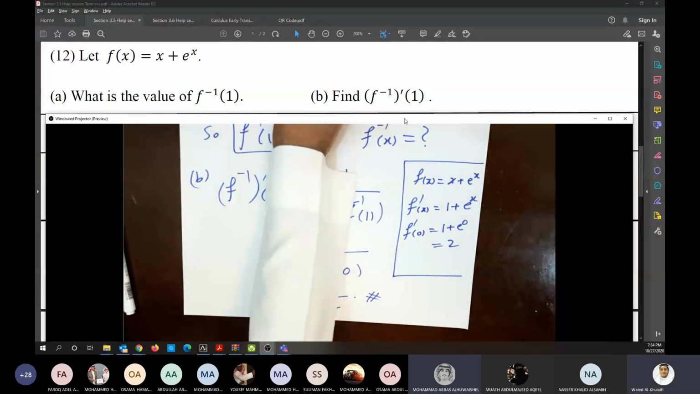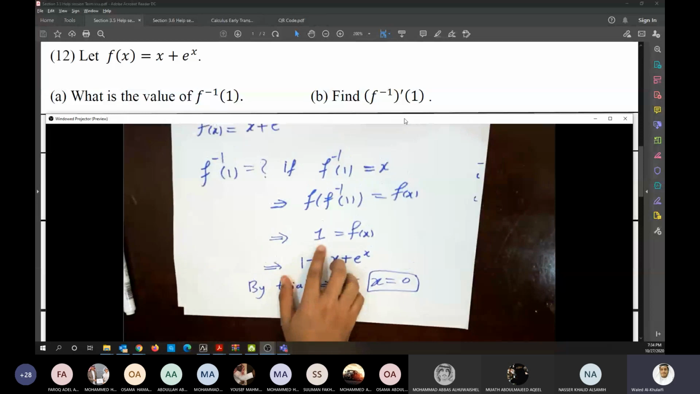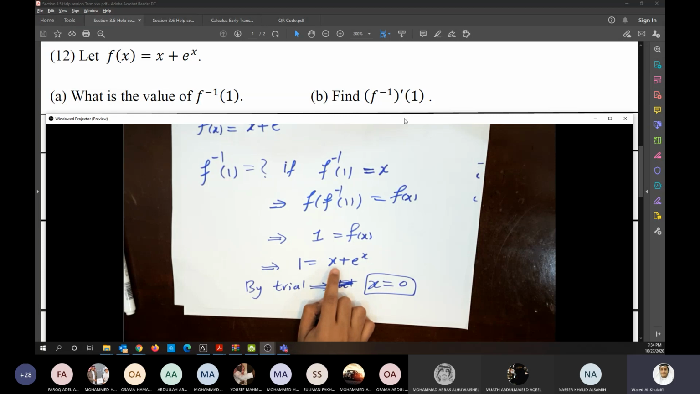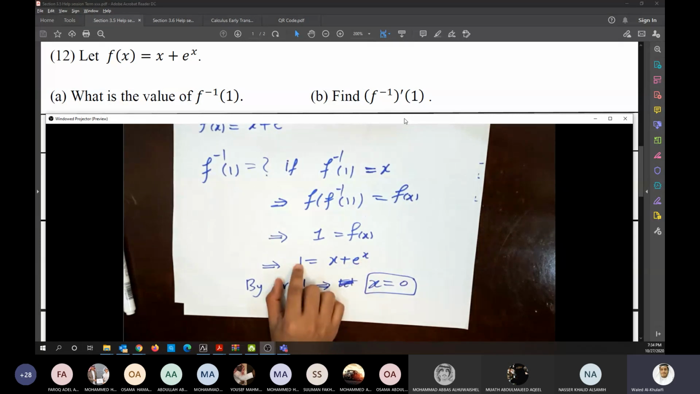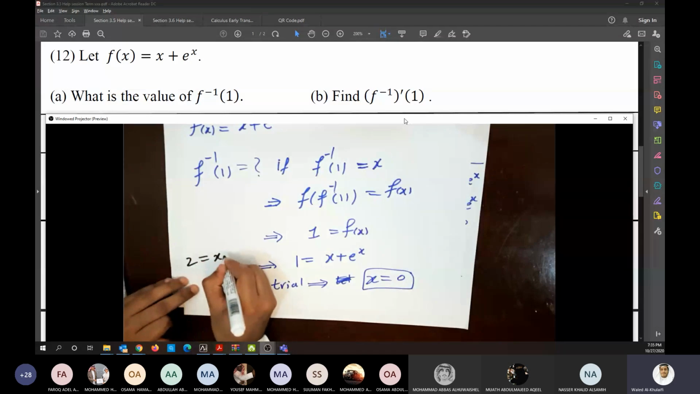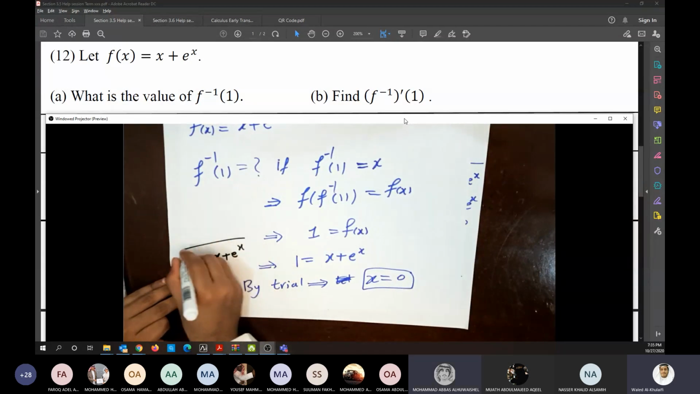What do you mean? I understand you. What if instead of 1 I have 2, 3, or 4? What should we do? What is the solution of this equation if you have something other than 1? Let me write it here inside. What if you have 2 equal to x plus e to the x, for example?